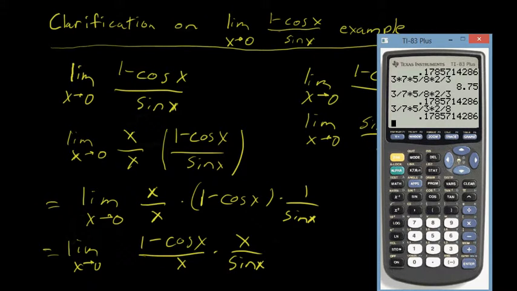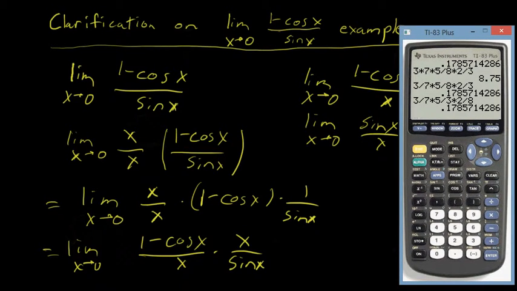Let me go ahead and close out. Well, I guess I can keep it up here. So here, this is 1 minus cosine of x over 1, and this is 1 over sine of x. So all I did was, well, actually, let me go ahead and make one more quick point here.